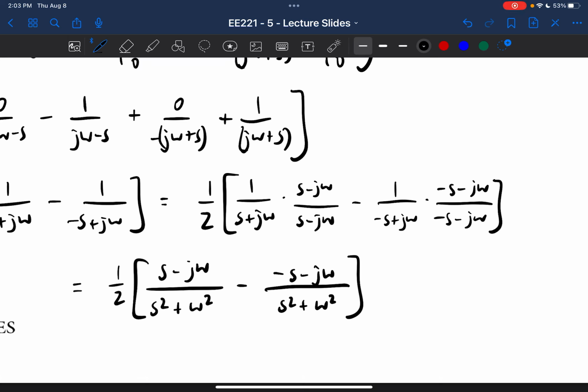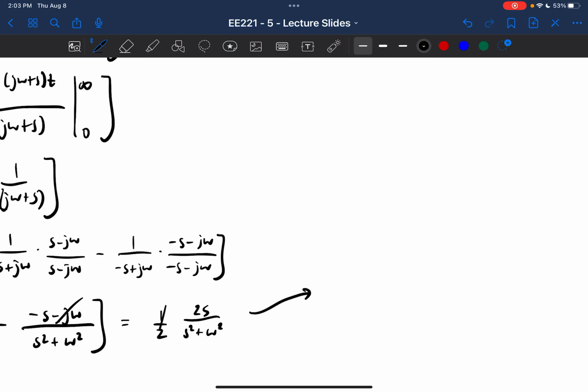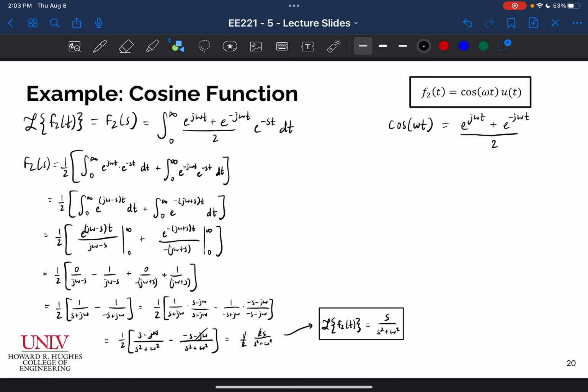Okay. And so my s and my minus negative s becomes a 2s, and my negative j omega and my negative j omega cancel here. So I'm just left with 1/2 times 2s over s squared plus omega squared, which ultimately, the 1/2 and the 2 cancel, and I get that the Laplace transform of my f2 of t is equal to s over s squared plus omega squared. Okay, and so that is the Laplace transform of this cosine signal, cosine of omega t.